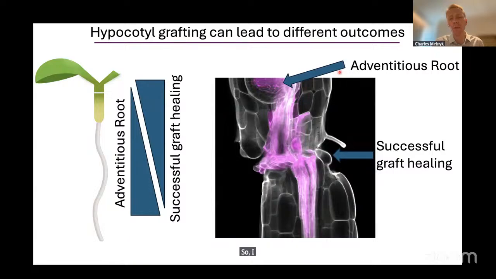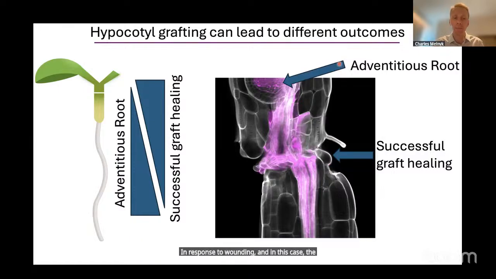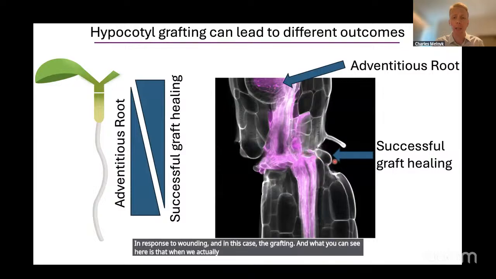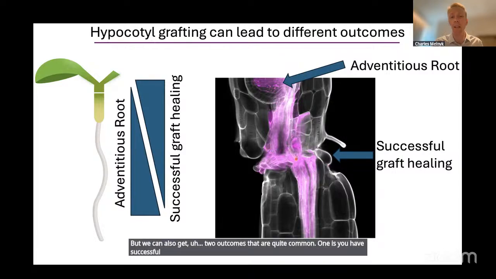So I'd like to move on to another example here where we actually look at how plants respond to development and to their environment. So I like to think of grafting as a really nice example of developmental plasticity, how plants can change their development in response to wounding, and in this case, the grafting. And what you can see here is that when we actually graft a plant, we get the reconnection of the vasculature here in the middle, but we can also get 2 outcomes that are quite common. One is you have successful graft healing in the middle, and the other is you get the formation of this structure called an adventitious root or a de novo root.